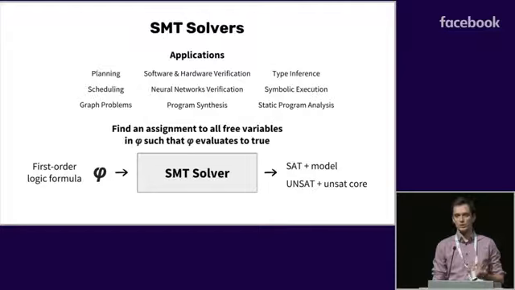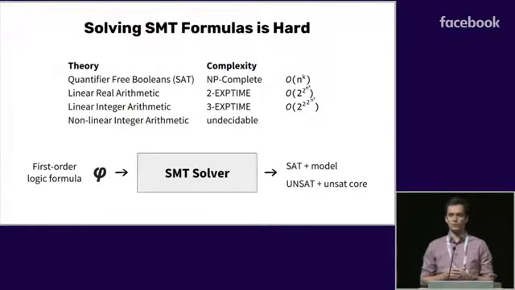And just to illustrate how hard it is, if you want to solve formulas that contain only Boolean variables, this is already NP-complete. If we consider linear real arithmetic, this is doubly exponential. For linear integer arithmetic, it's actually triple exponential. And if we consider nonlinear arithmetic, this is undecidable in general.